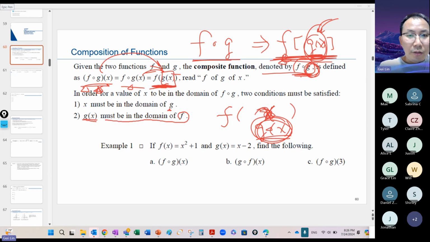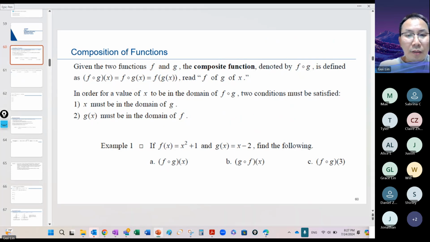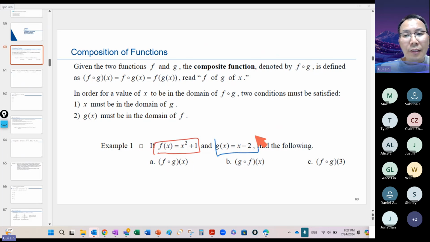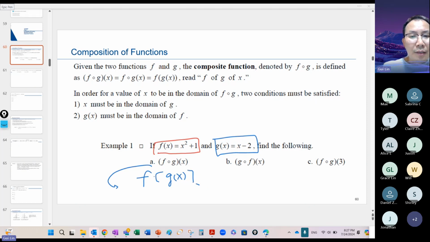So let me clear the screen first. The first function is f(x) equals x squared plus 1. The second function is g(x) equals x minus 2. Let's see (a). We rewrite it like this to make it easier to understand. So f(g(x)) equals what? f of x minus 2.